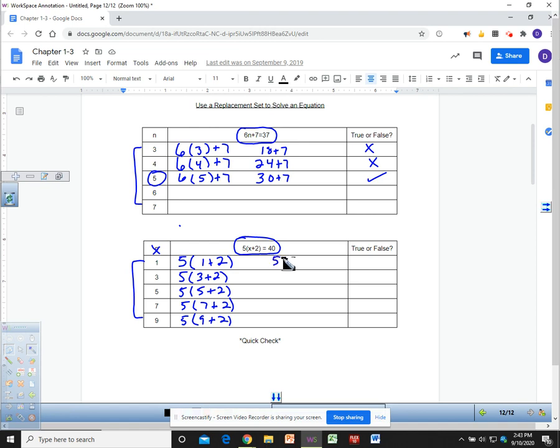So this is going to be 5 times 3. Does not work out. Does not give me 40. 5 times 5 does not give me 40. Remember, we're looking for this answer right here. 5 times 7 does not give me 40. 5 times 9 does not give me 40. 5 times 11 does not give me 40. So none of them worked. So in this solution set, my answer would be no solution.